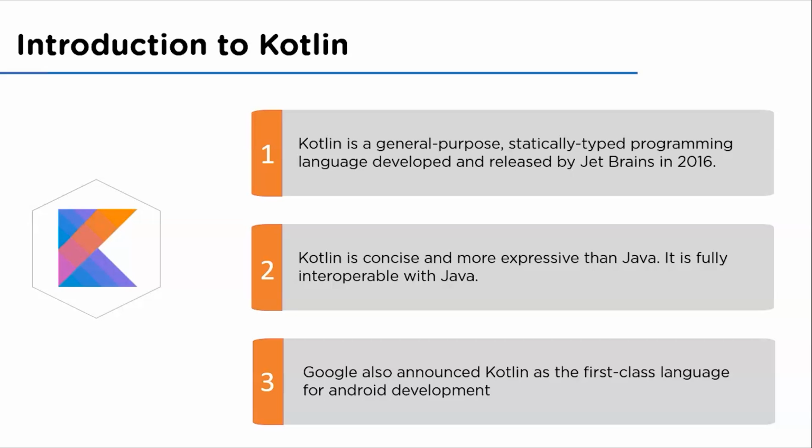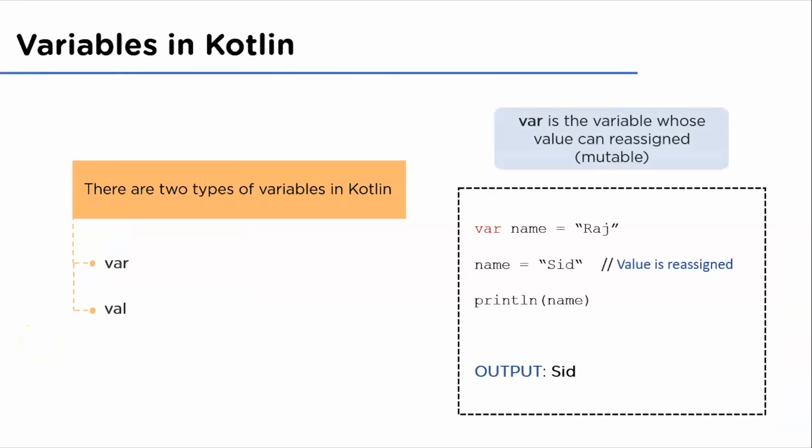Google also announced Kotlin as the first class language for Android development. So it is now an official language for the development of Android and is being opted by many organizations across the globe. Now let's move on to our next topic, which is variables in Kotlin.